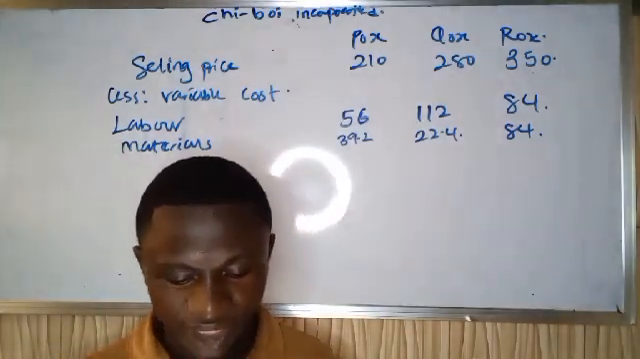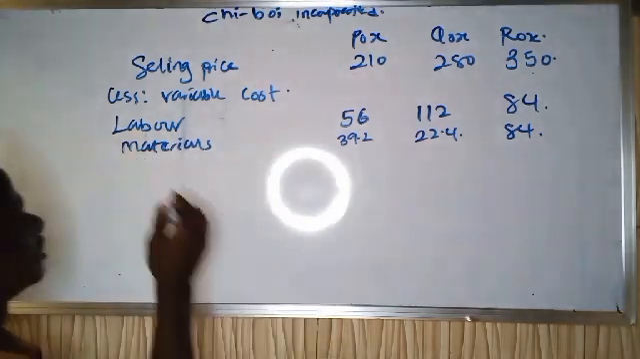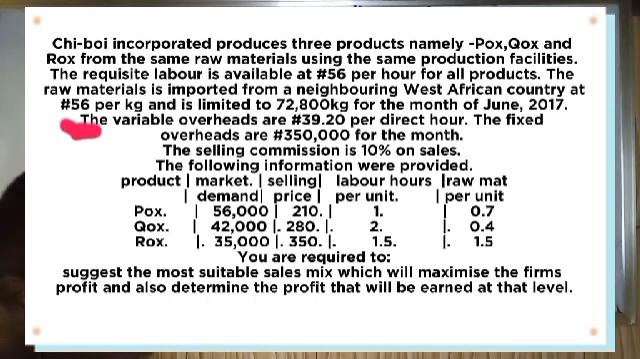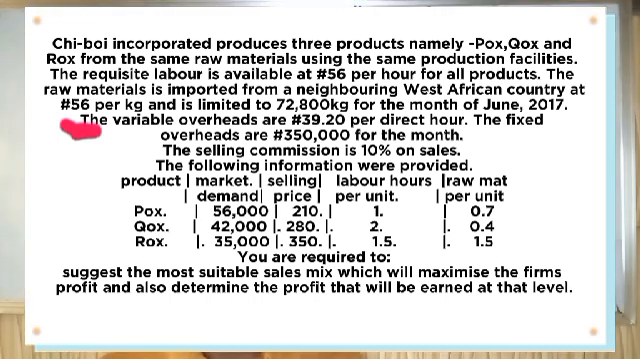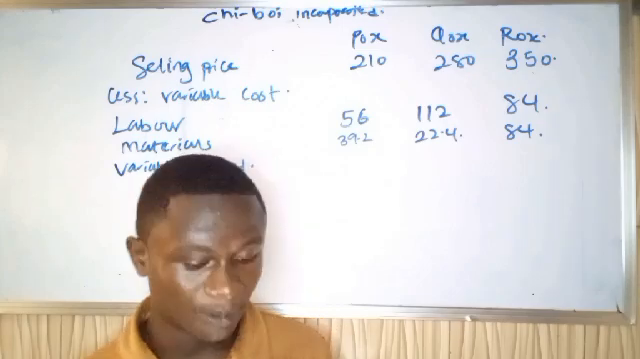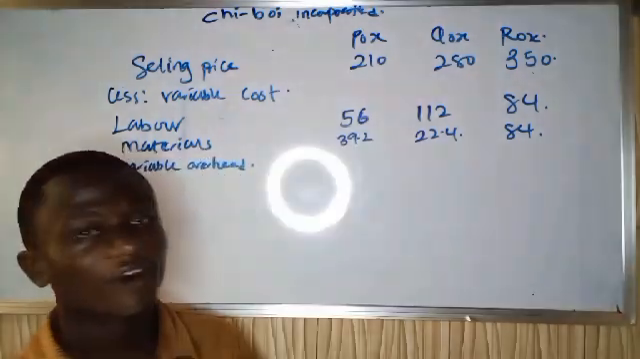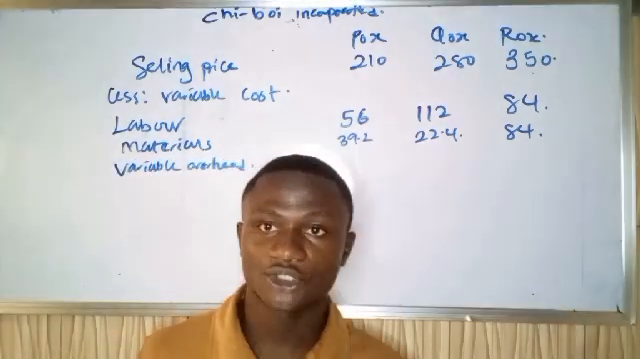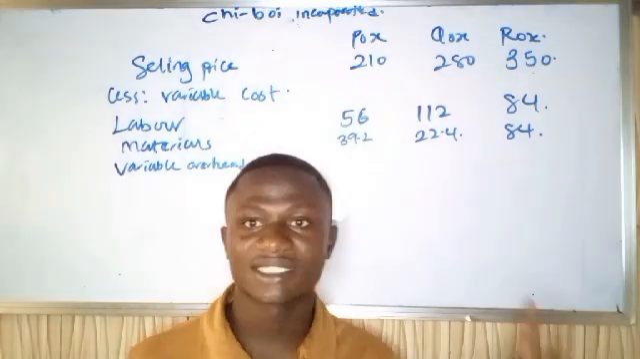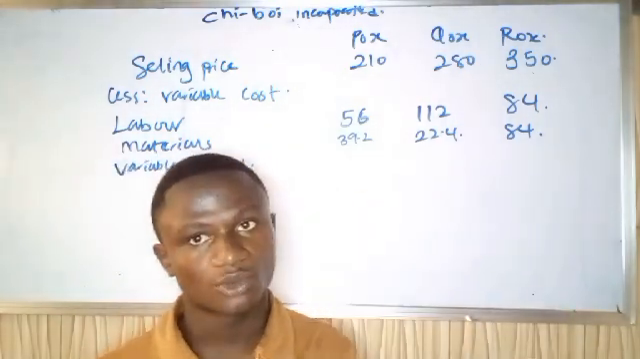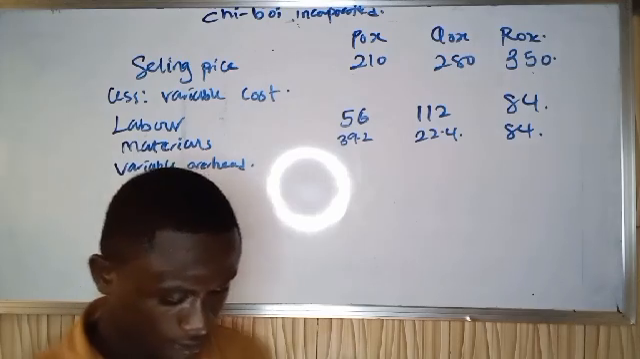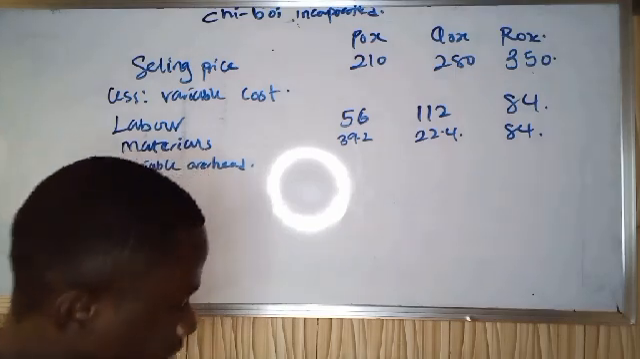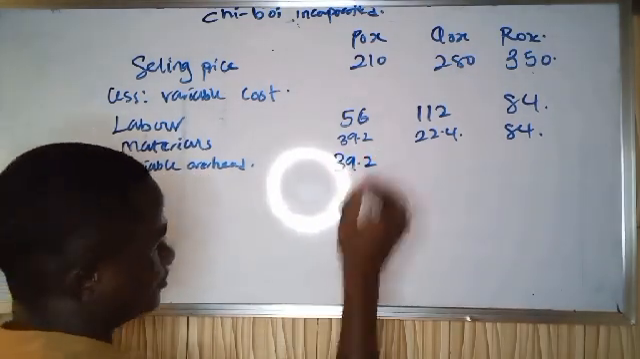The variable overhead, yes. The variable overhead is 39.20 per direct labor hour. That means that for 1 hour of production, variable overhead is 39.20. So for 2 hours it will be 39.20 times 2. From the question, how many labor hours does it take to produce POX? It takes 1 hour, right? So variable overhead is 39.20.